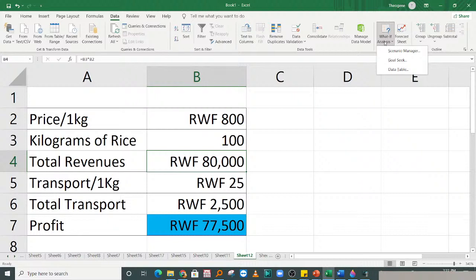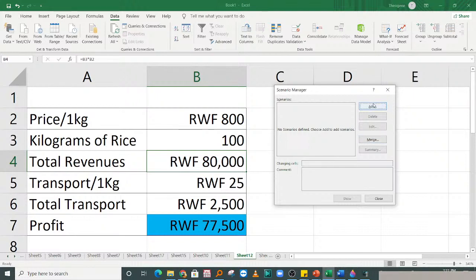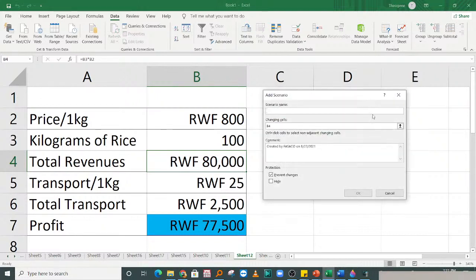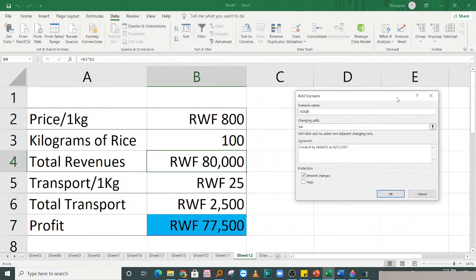If we are together, let's begin with Scenario Manager. So when I click on Scenario Manager, I add scenarios. Scenario name, for example, let me say this scenario here, it is for 100 quantity. Okay, quantity. So the changing cell, what is the changing cell? The changing cell is B3, this one. Okay, so I come there and I say it is not B4 but B3.